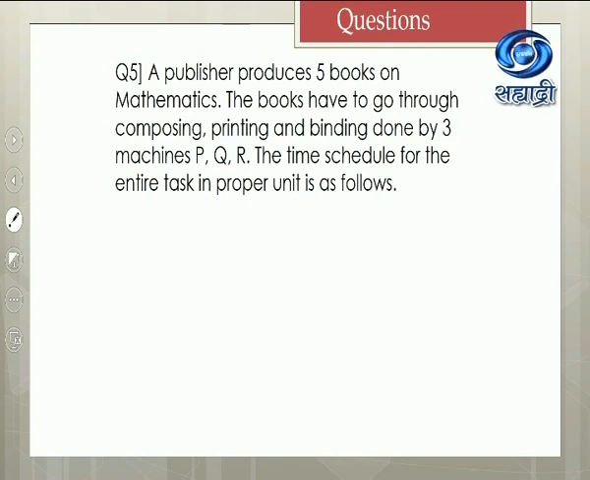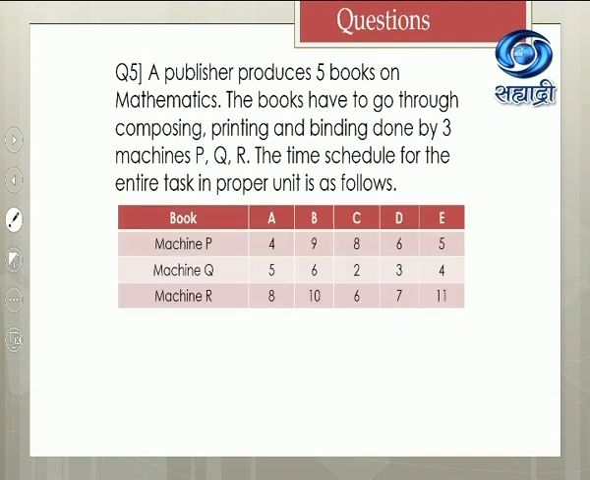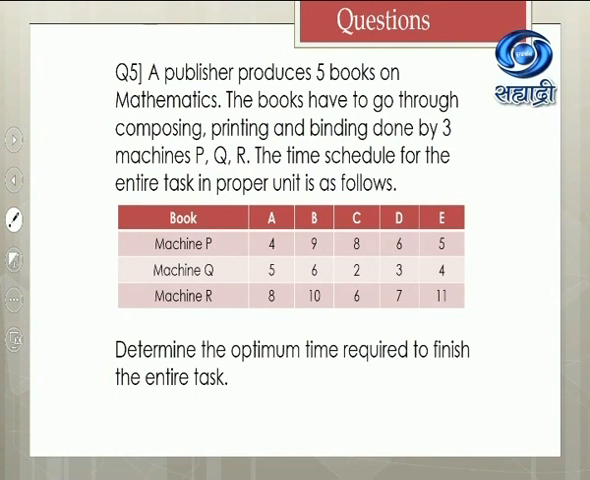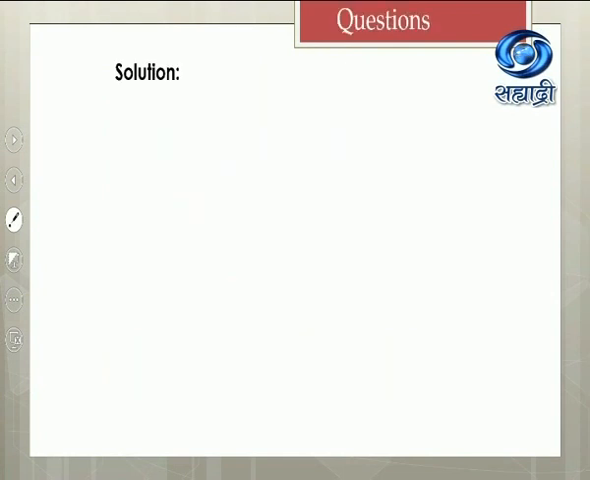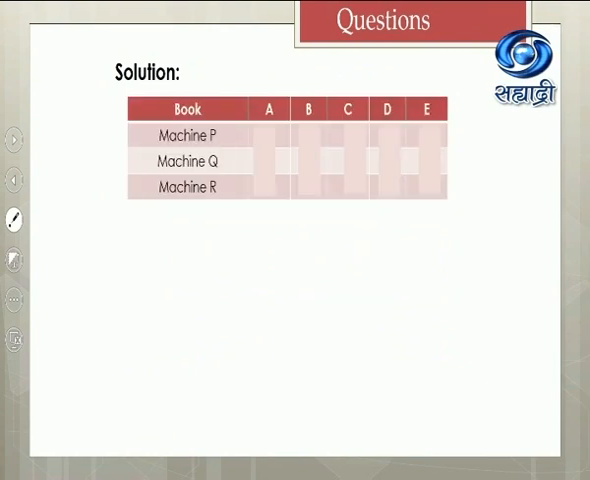The time schedule for the entire task in proper unit is as follows. Books are given A, B, C, D, E, machine P, machine Q, machine R. The times are given. Determine the optimum time required to finish the entire task. So let us see the solution.